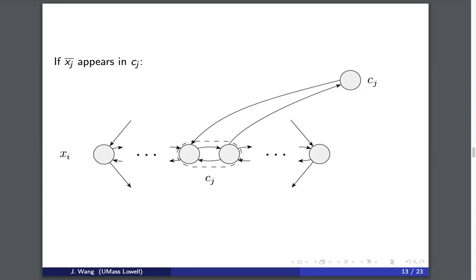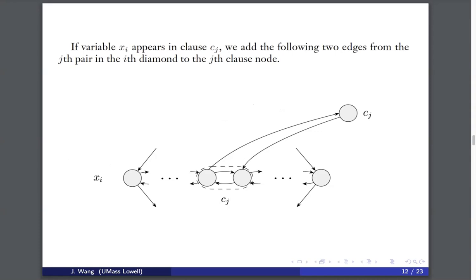Now let me go back. So if XI is in CJ, once again, XI and XI bar will not appear in the same cross, because if they do, that cross is always true, and then you can remove it. So if XI is in CJ, then you have this: we make an edge going out from the left and going in to the right. And the next case is when XI bar is in CJ.